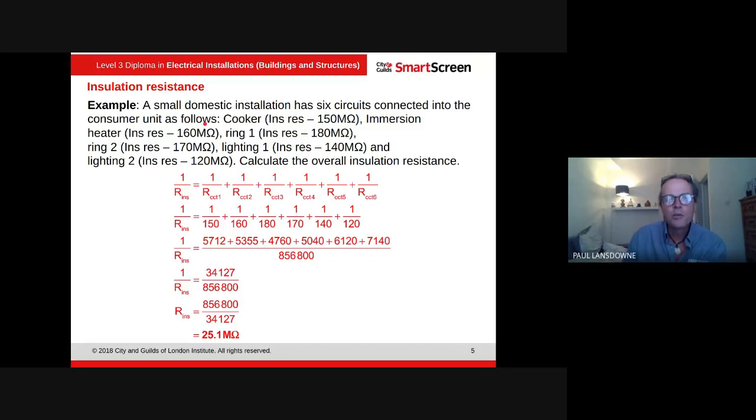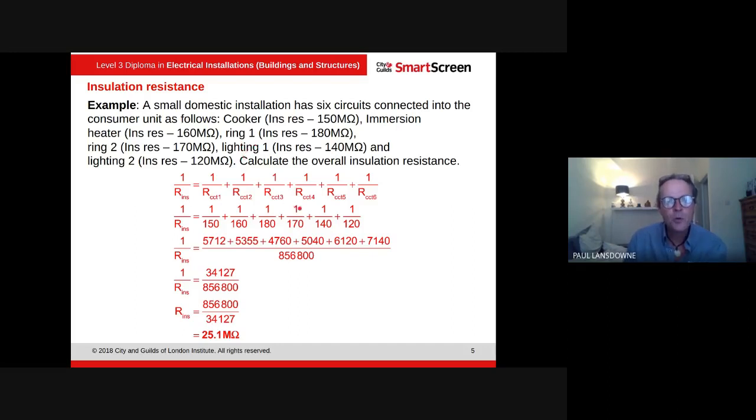So a small domestic installation has 6 circuits connected into the consumer unit as follows. We have a cooker with 150 megaohms, a heater at 160, a ring final of 180, another ring of 170, a lighting circuit of 140 megaohms, and another lighting circuit of 120. Now, as you can see, all of those readings on their own are very good, very acceptable.